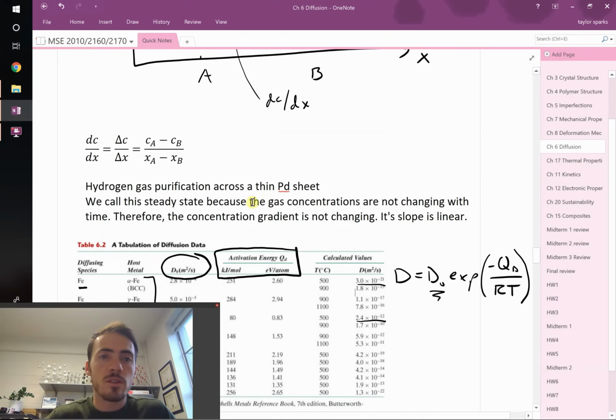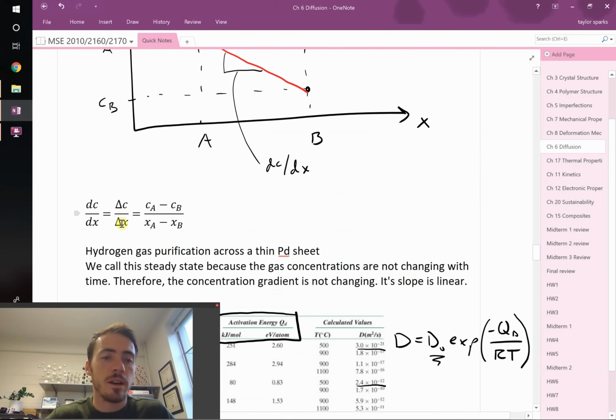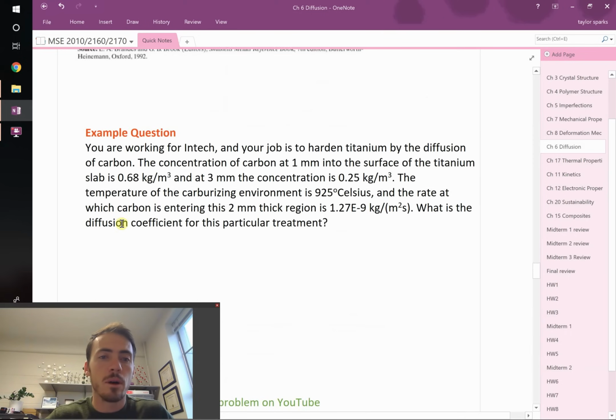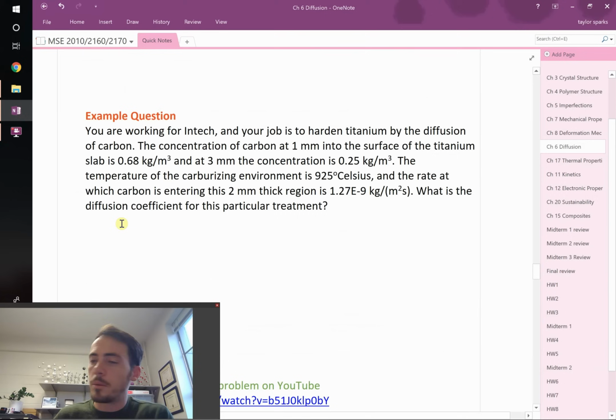Okay, so that's where the D is going to come from. We know how to calculate delta C and delta X, so now we can go ahead and solve one of these. So let's work a problem. Here's the example question. It says you're working for a company called Intech, and your job is to harden titanium by the diffusion of carbon. Regular pure titanium is not very hard, but if you add carbon to it, it gets harder.